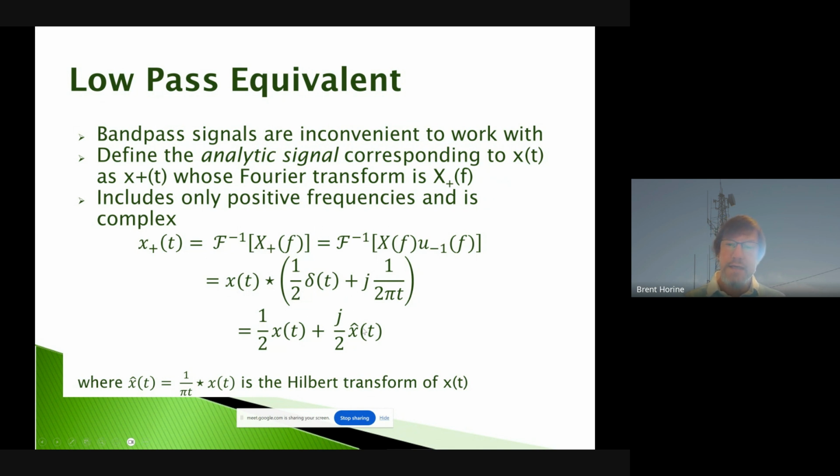So this is a little bit more interesting, right? This is a j over 2 pi t, and that's convolved with x of t. This is a very important type of relationship, where this x hat of t is equal to this 1 over pi t convolved with x of t. That's called the Hilbert transform of x of t. It might sound fancy, but it's actually quite easy to calculate, and sometimes it's a special case of the operation involving the Fourier transform.